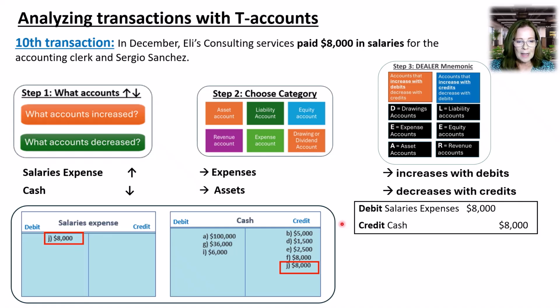We write this transaction into the T accounts. We'll set up a new T account for salaries expense and write the transaction ID J and the amount of $8,000 into the debit column of the salaries expense account. Next, we'll find the cash account and write the transaction ID J and the amount of $8,000 into the credit column of the T account.